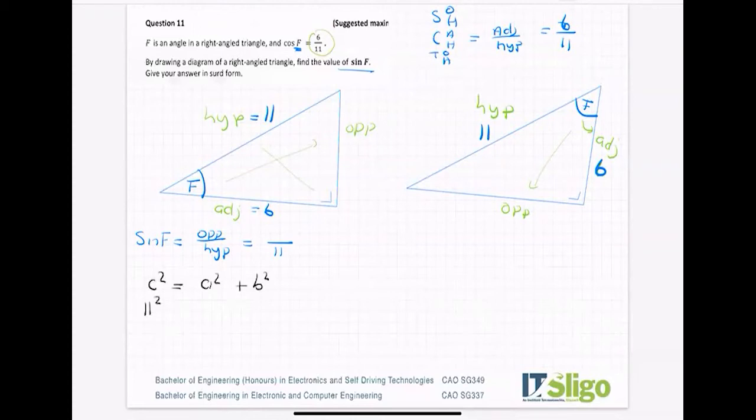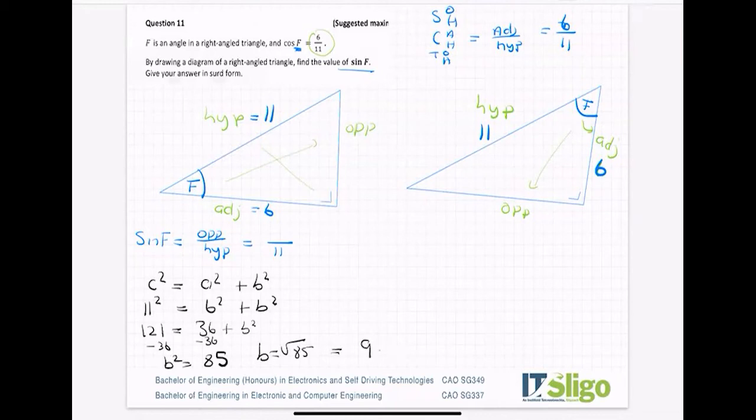Where your hypotenuse squared is equal to the sum of the squares of the other two sides. It doesn't matter which side is your opposite and your adjacent. So 11 squared is 121, which is equal to 36 plus b squared. Minus 36 from both sides. On my calculator, 121 minus 36 is 85. And so b is equal to the square root of 85, which is a rotten number, 9.2. Or give your answer in surd form.